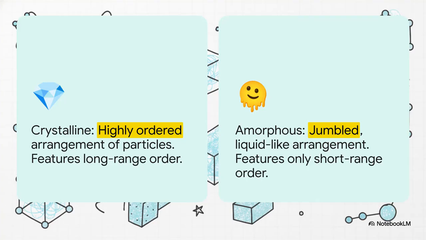Okay, so solids basically split into two big groups. On one side, you have your crystalline solids. That's where all the atoms are arranged in a super ordered repeating pattern. But on the other side, you've got amorphous solids, where the atoms are kind of just jumbled together with no real long-term structure at all.